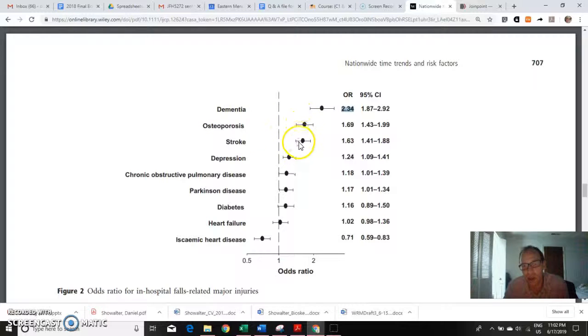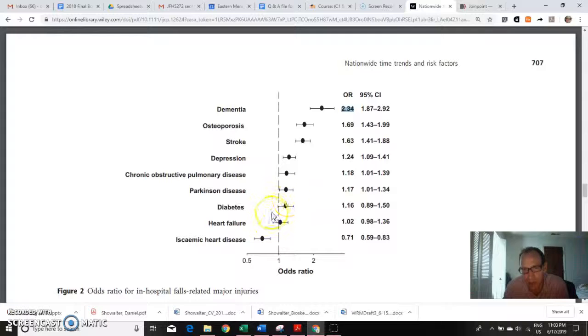Same thing can be said for osteoporosis, stroke, depression. These next couple here, the pulmonary disease and the Parkinson's disease, notice that 1 also is not part of that confidence interval, just barely. So we would see a statistically significant result for these also, even though it would just squeak into that range. So the reality is it really might not make a difference at all, or it might range up to 1.4 times as likely to have a fall, someone with this condition.